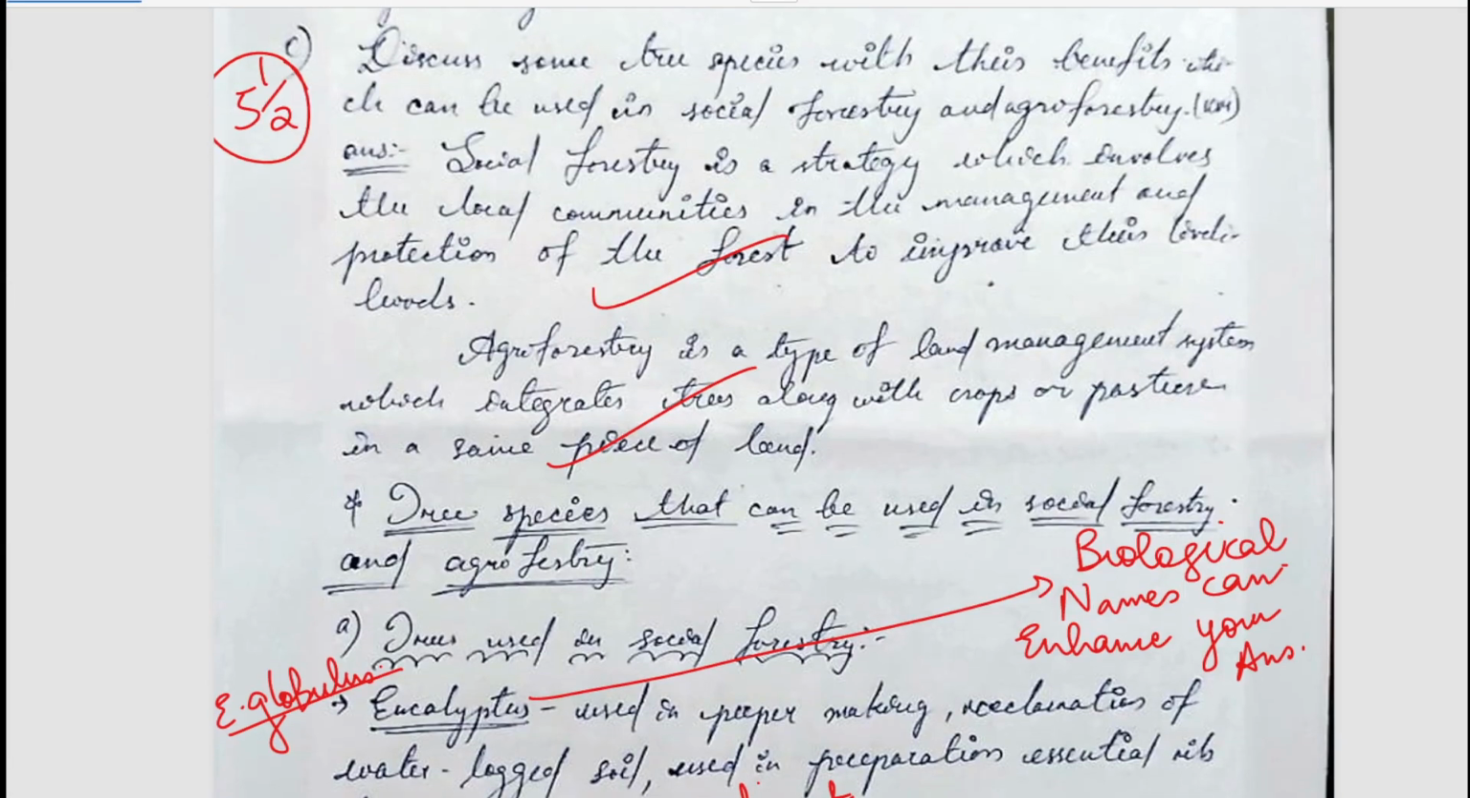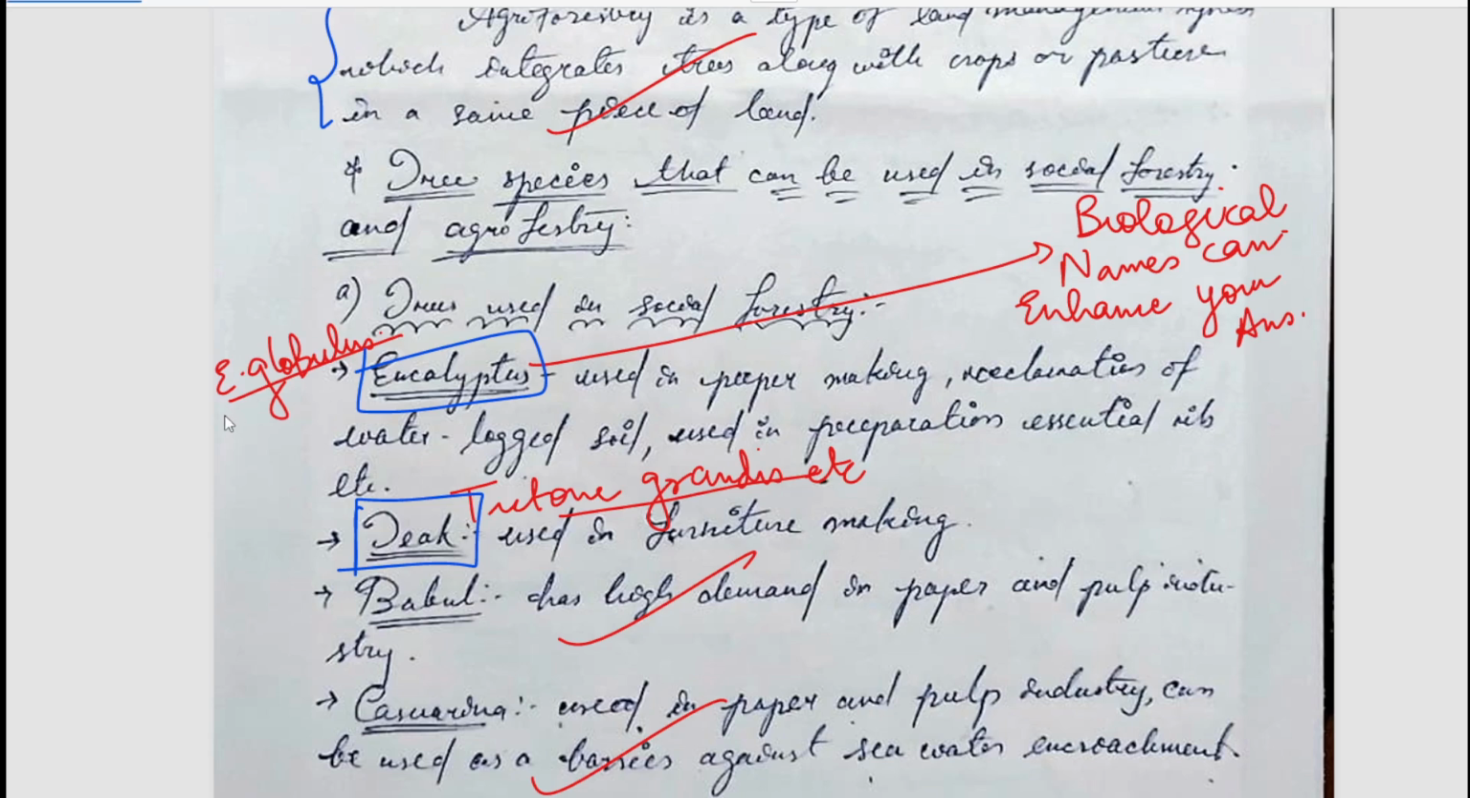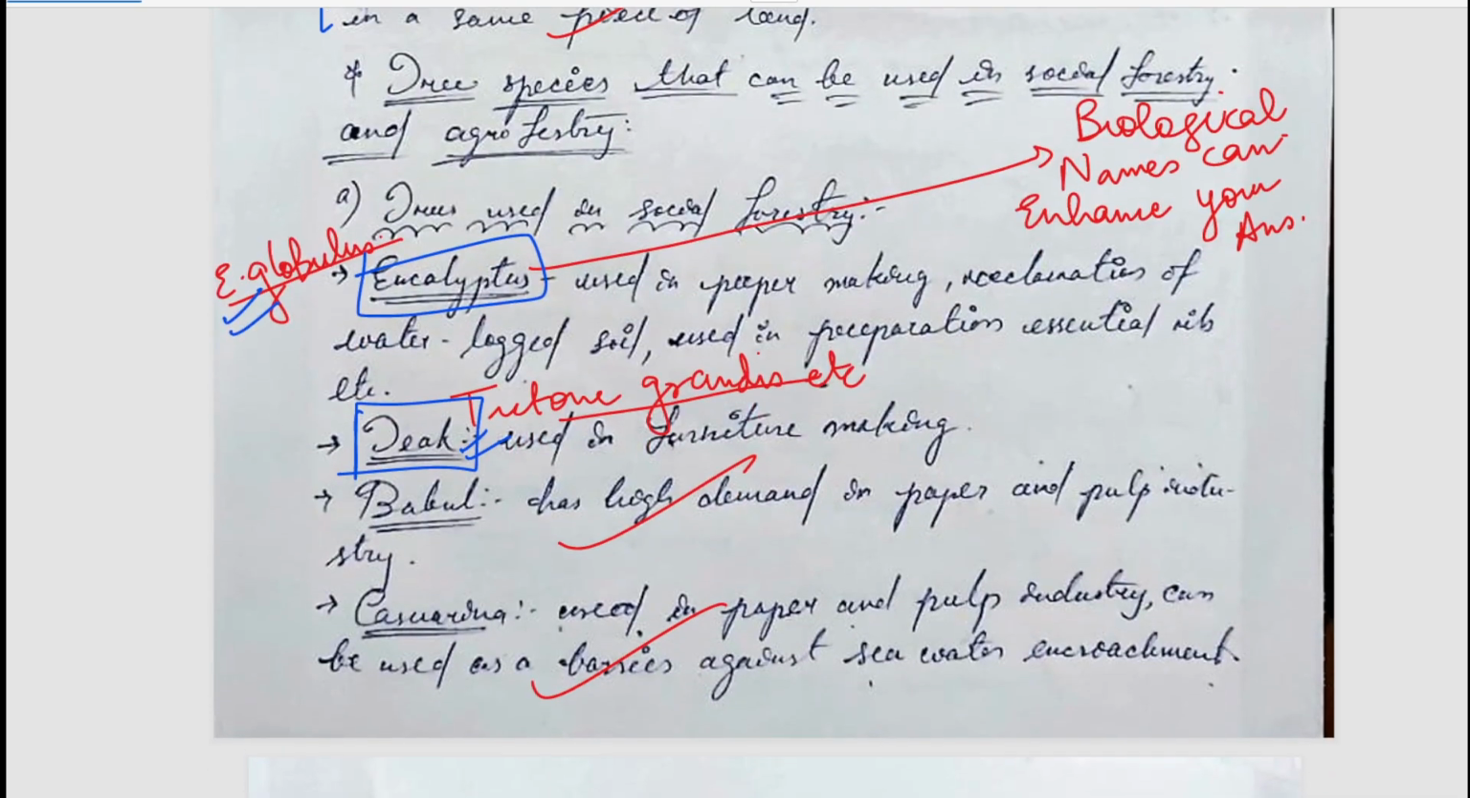The next question is: discuss some tree species with their benefits which can be used in social forestry and agroforestry. In the introduction you can define social forestry and agroforestry a bit, and then you can move to tree species. Whenever you write tree species, if you remember the biological or scientific names, write them, so that enhances your answer. For example, for eucalyptus, you can write Eucalyptus globulus. For teak, you can write Tectona grandis. All these things can be very helpful.